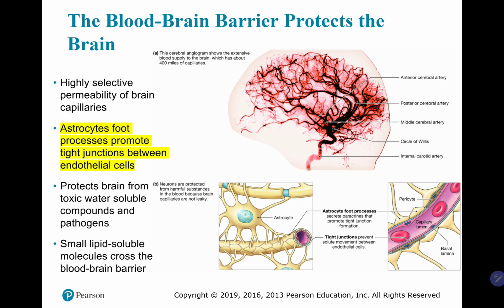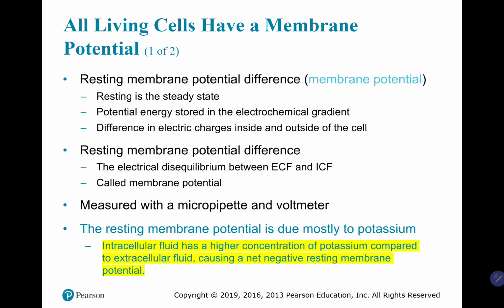Also mentioning again that the blood-brain barrier protects the brain, right? Those highly selective permeable capillaries are covered, as you can see, by these astrocytes. These astrocyte foot processes promote the tight junctions between the endothelial cells of the blood vessels, not allowing anything to escape it.